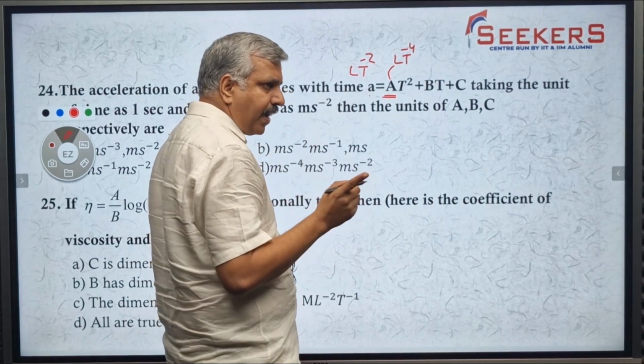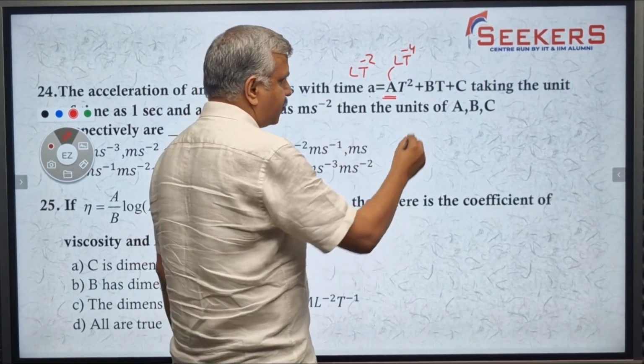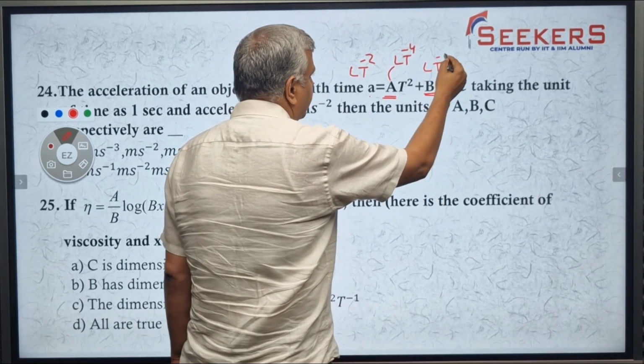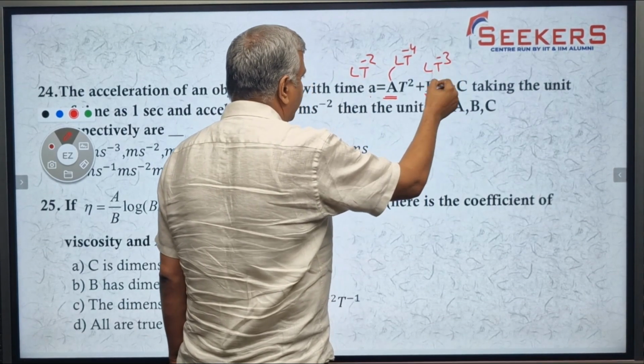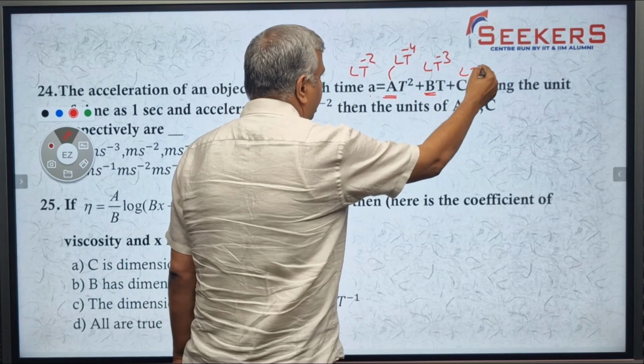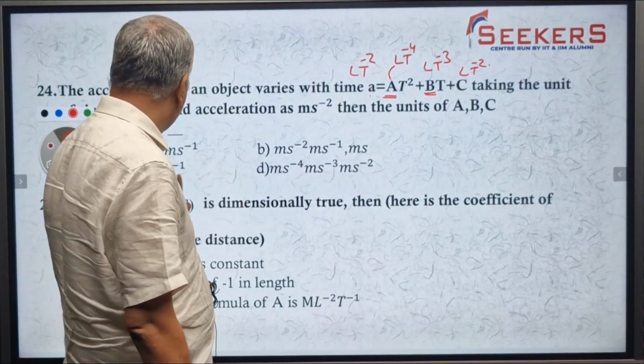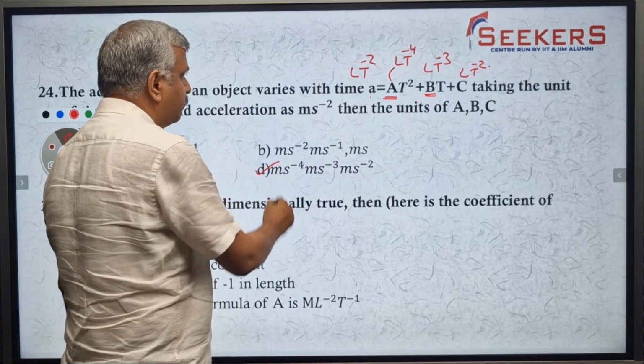Whenever quantities are added, they should have the same dimensions. So B should be L t power minus 3, so that minus 3 into t will give you 1. C should have L t power minus 2. So let's see. So meters per second squared seems to be correct. So option D seems to be the right one.